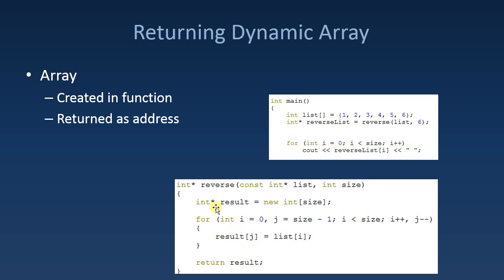We return this memory address, which we can store as reverse list. And then once again, if we want to print it out, we just pretend it's an array. We know that it's an array. We know this memory address points to an array, so we just start using it like that.